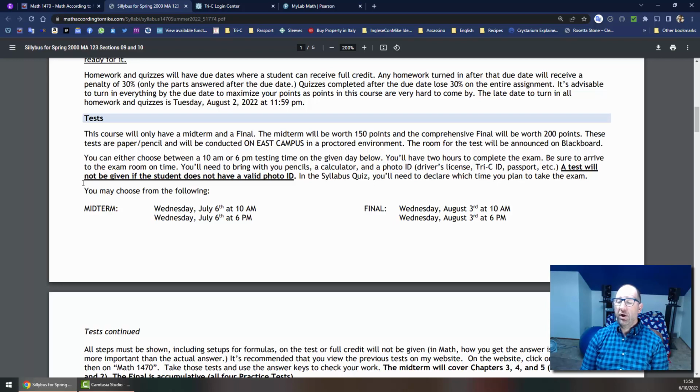The room for the test will be announced on Blackboard. It'll be somewhere on the Eastern campus. I just applied for the rooms today. I made this a while ago. I just applied for my beard is down to here now. It's not true. I just applied for the rooms today. So as soon as I know what the room is, I will post it to Blackboard and you'll know what the room is at.